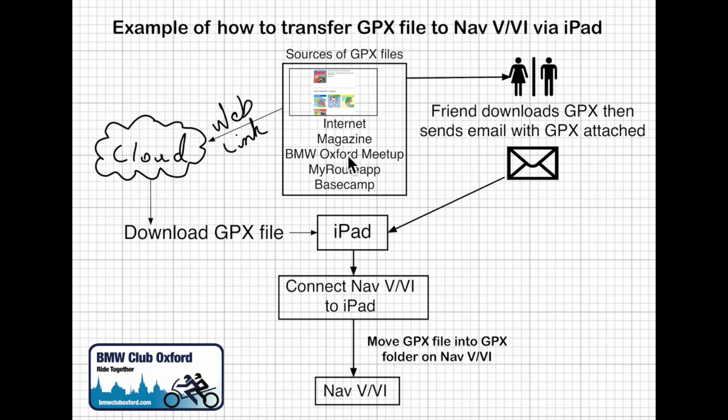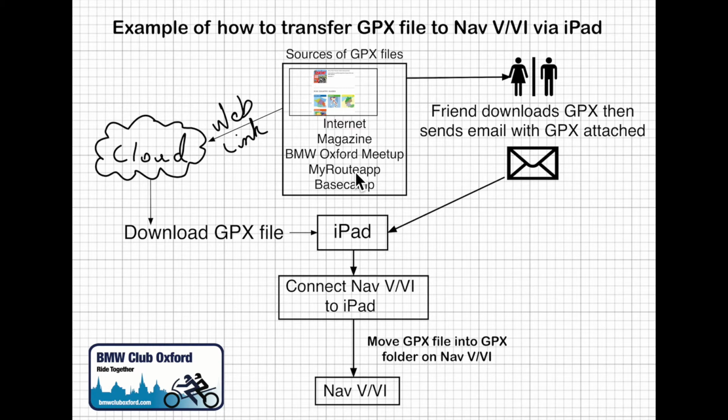In My Route app or Basecamp, you can export the file as a GPX file, and there you would have to, in effect, email it to yourself. I'm not going to demonstrate that at the moment.